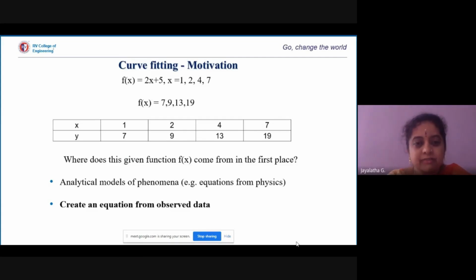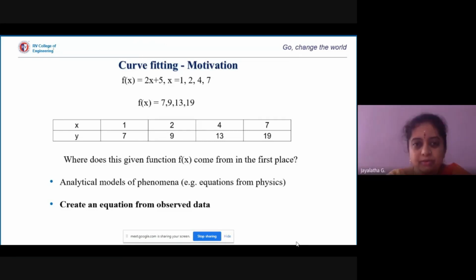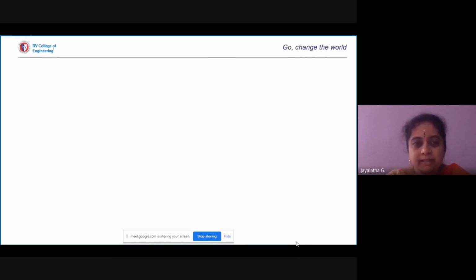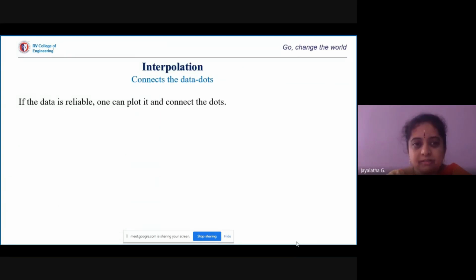Interpolation is nothing but finding the value of y, the dependent variable, corresponding to some value of the independent variable apart from the table of values. So what exactly does it do? It connects the dots by a line. So let us think of a table of values from x0 to x5: x0, x1, x2, x3, x4 and x5. Corresponding values are y0 to y5.